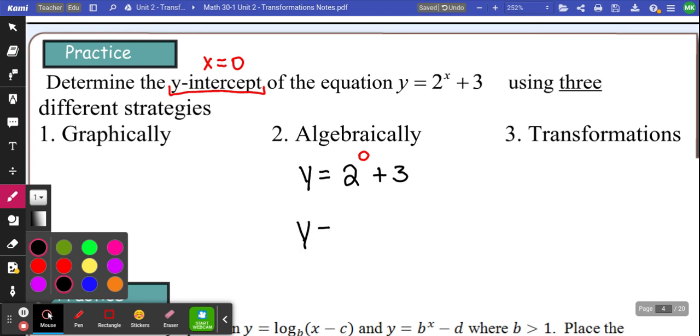That means 2 to the power of 0 is 1, plus 3 is 4. My y-intercept is at 4. I find algebraically is the easiest way to do y-intercepts. If you want to do it graphically, you just throw that in your calculator and try to see where that y-intercept is. So in your calculators, you would put into your y equals, you can't see my screen, can you?